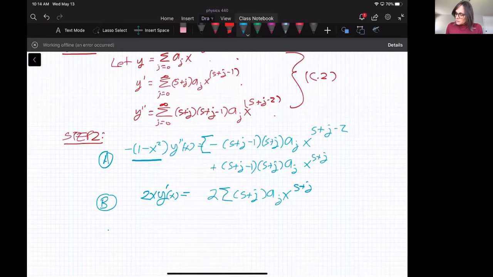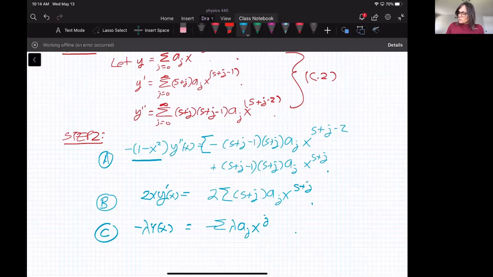And then c is our minus lambda of y times y of x. And so that'll be the sum minus the sum of lambda times a sub j times x to the j. So you have those three terms.